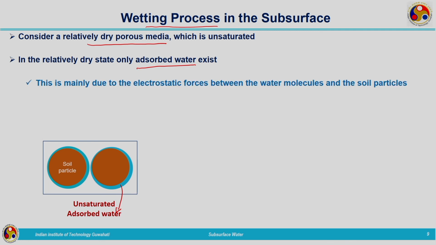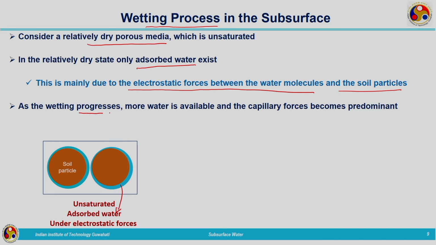How is this adsorbed water forming a thin layer, a thin film near the soil particle? This is mainly due to the electrostatic forces between the water molecules and the soil particles. So, when the soil is relatively dry, the water molecules will form a thin layer, a thin film close to the solid particles. This is mainly due to the electrostatic forces.